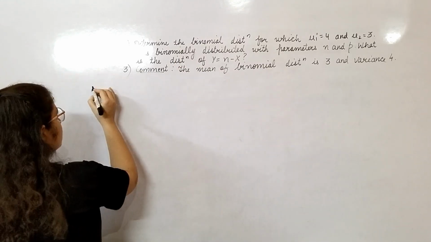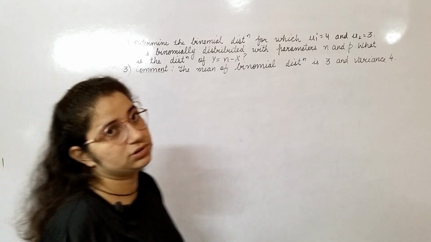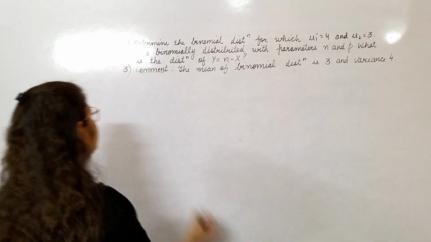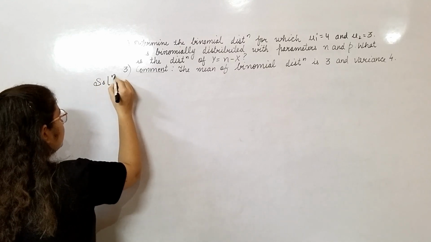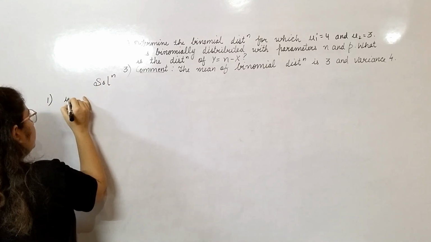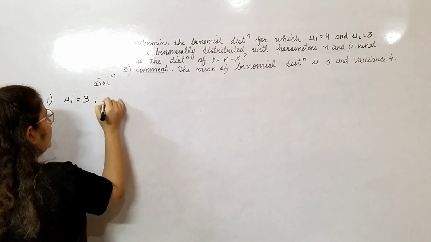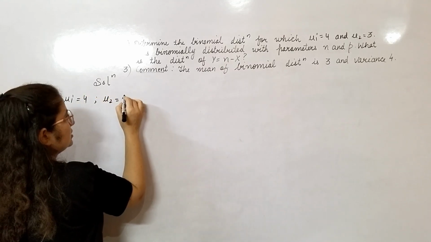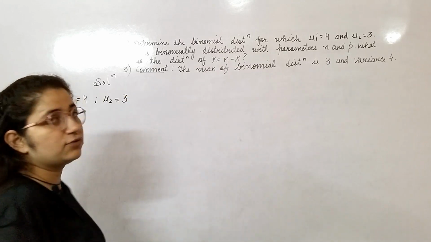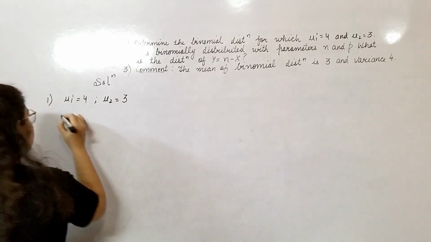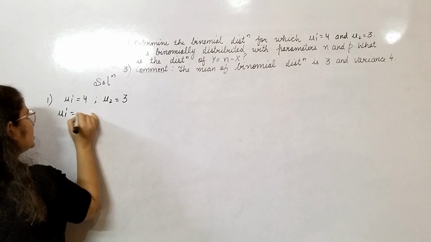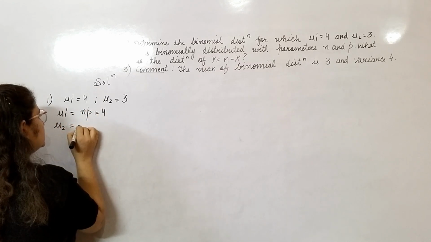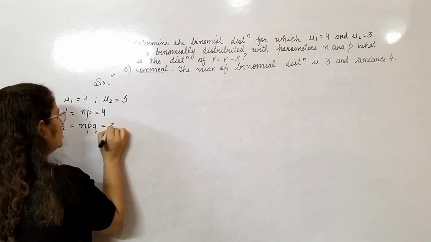Okay, so what is the first question saying? For a binomial distribution you have to determine if the mean is 4 and variance is 3. In the solution, the first question is saying μ1' is 4 and variance μ2 is 3. What is the formula for mean and variance? Mean μ1' is equal to np, which is equal to 4. Variance μ2 is equal to npq, which is equal to 3.